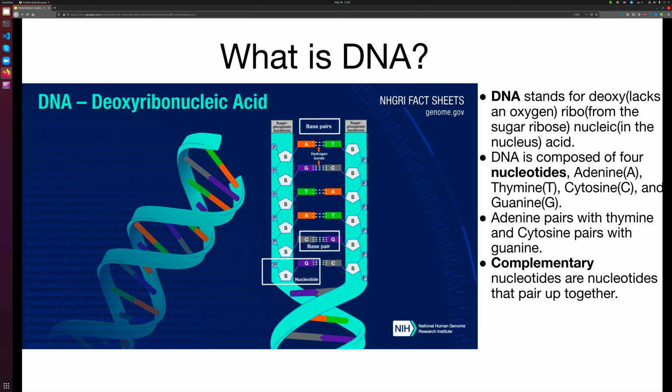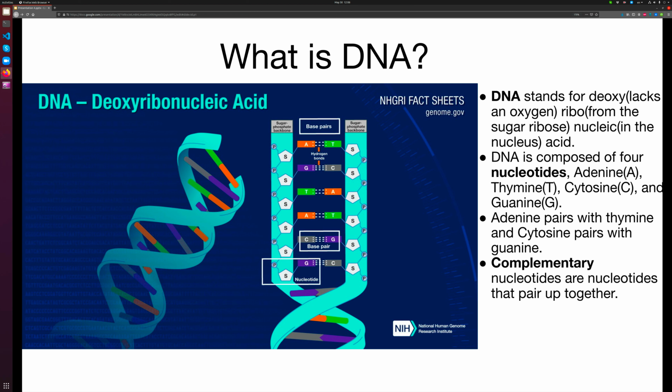DNA is composed of 4 nucleotides. Adenine A, that's the orange nucleotide. Thymine T, that's the green nucleotide. Cytosine C, that's the gray nucleotide. And guanine G, that's the purple nucleotide.